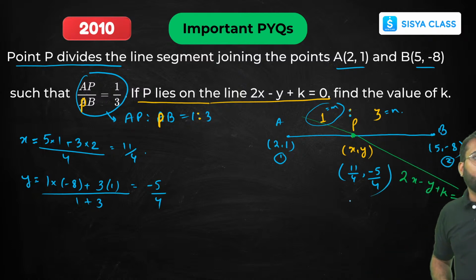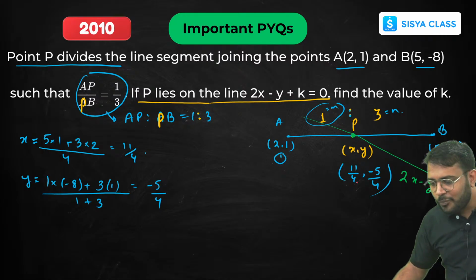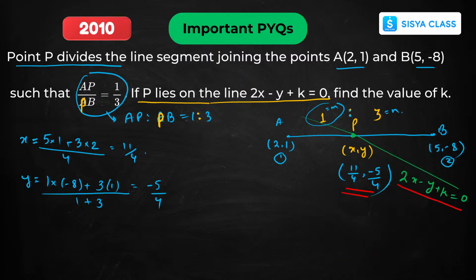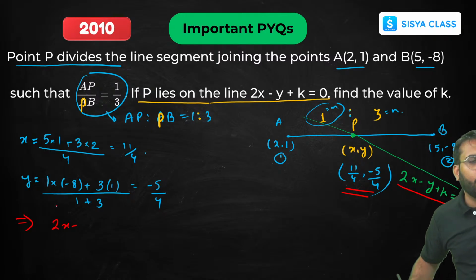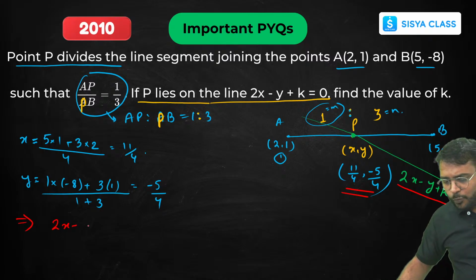Now once I know this coordinate beta, I know that this point P, it is lying on my given line, yes or no, and that's why if any point it is lying on your given line, then definitely it is going to satisfy your given line beta, and that's why we are going to substitute the coordinate of point P in the given equation of line, that is 2x minus y plus k is equal to 0, yes or no.